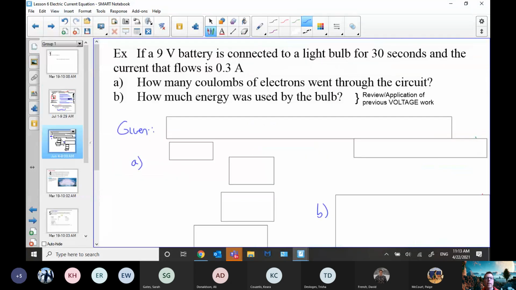Okay, so next thing, let me know if you need more help. If a 9-volt battery is connected to a light bulb for 30 seconds and the current that flows is 0.3 amps. Questions. How many coulombs of electrons went through the circuit? And then part B, which is a review of the voltage work that we just looked at, how much energy was used by the bulb?